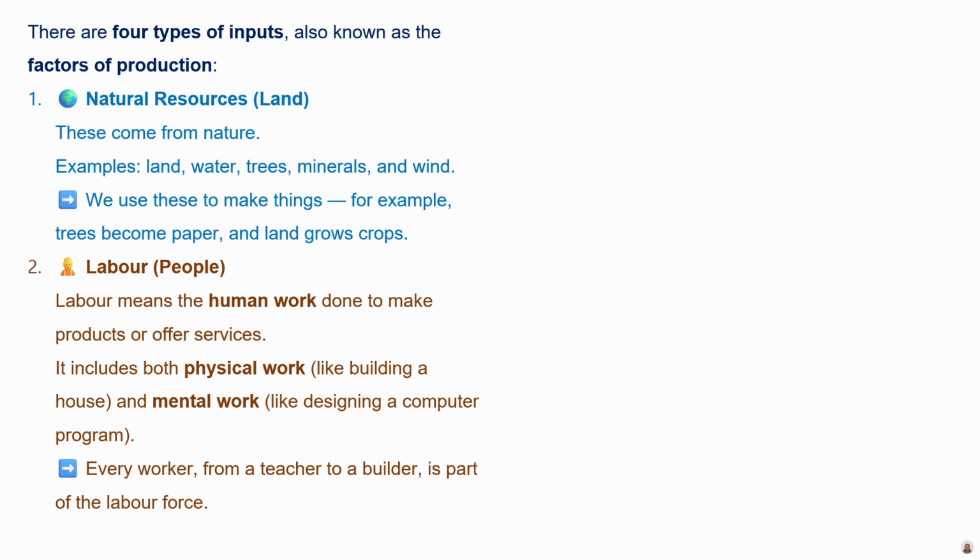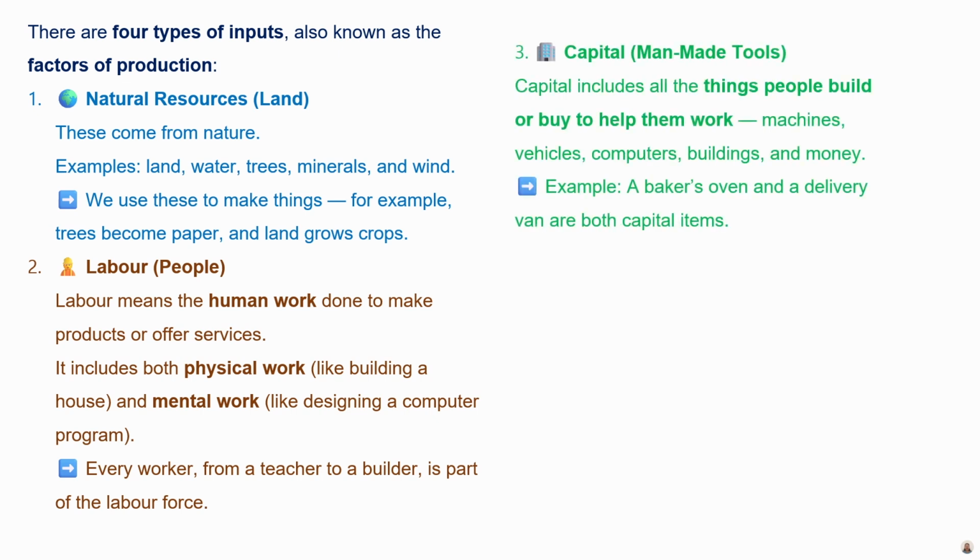Now, labor is our second factor of production, and that is people. People means that people work and are used in the form of labor to either make a product or offer a service. So if you are making a product, you are doing physical work. If you are offering a service, then you are using mental work. So mental work would be a teacher imparting their knowledge or a computer designing a program, for example.